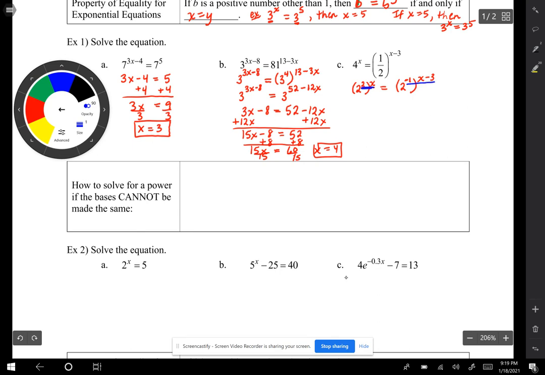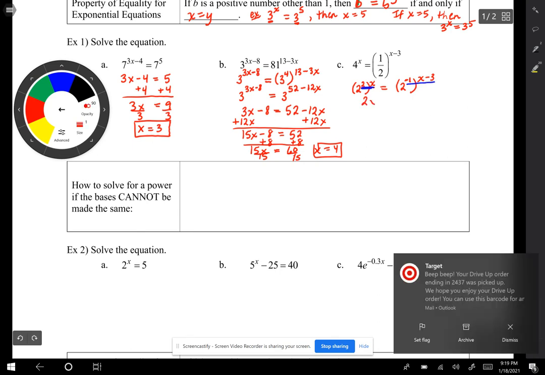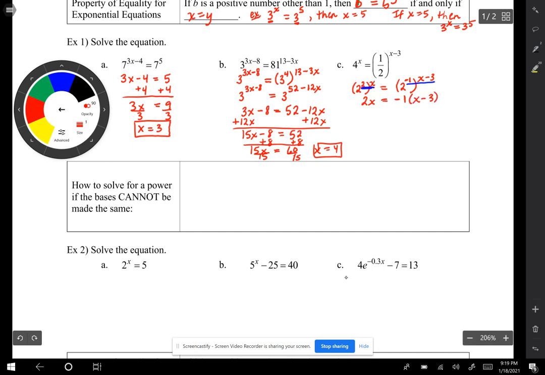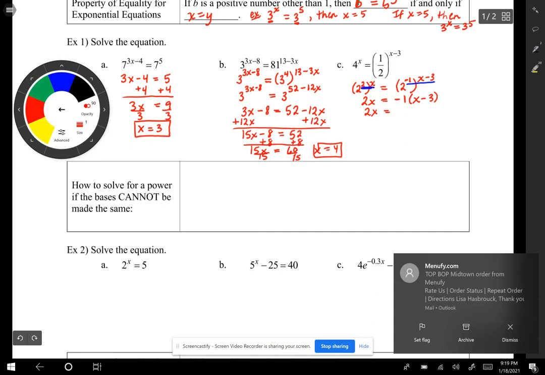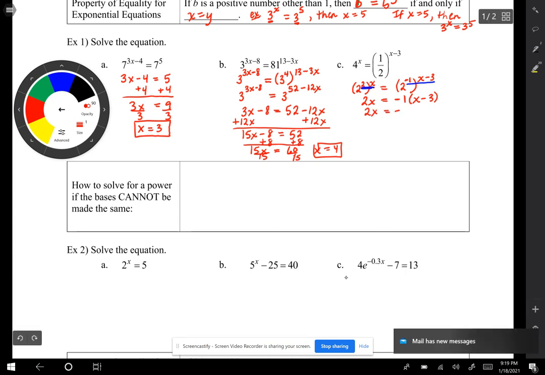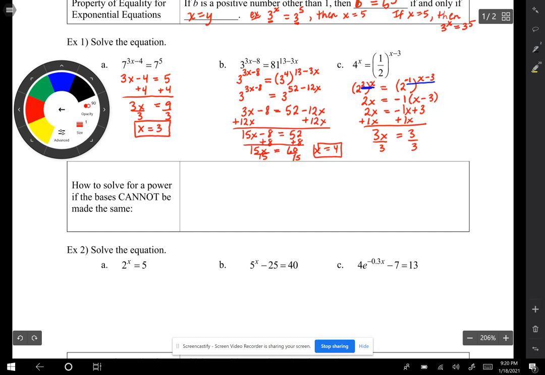Because the bases are identical, we have 2x equals negative 1 times x minus 3. So that's 2x equals negative 1x plus 3. Add 1x to both sides. 3x equals 3. Divide by 3. X equals 1. Right. So that's how to solve exponential equations when the bases aren't necessarily the same.